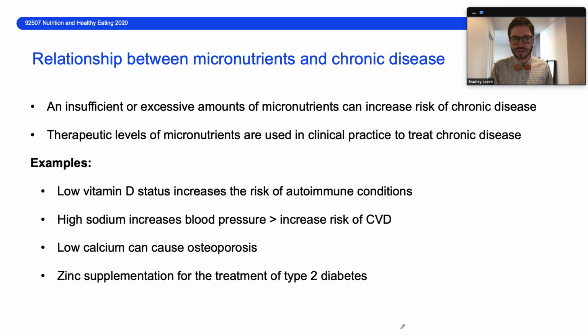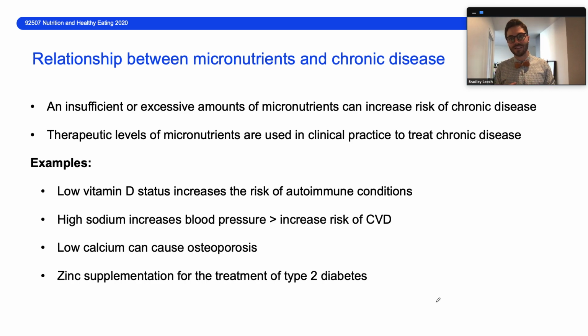Let's look at a few more examples, focusing more so on micronutrients. Now, an insufficient or excess amount of particular micronutrients can actually increase the risk of a number of chronic diseases. Now, some of these therapeutic effects of these micronutrients are the result of a therapeutic level of these micronutrients. Yes, some of these examples can be achieved using dietary levels of these micronutrients.